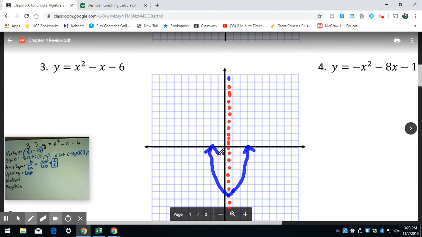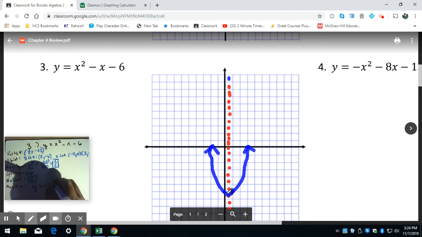All right. Number of solutions. Well, how many x-intercepts are there? 2. So there's 2. It is going to be a minimum value, right? And the value of our minimum is the value of our vertex. So the minimum is y equals -6 1/4. And that's it.